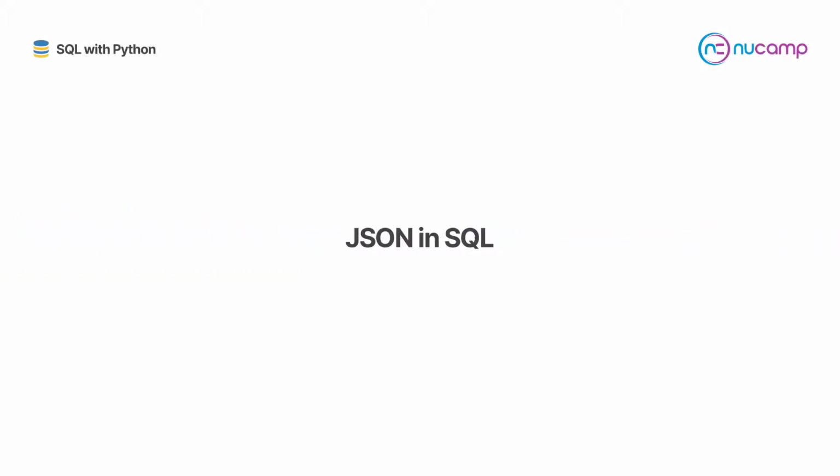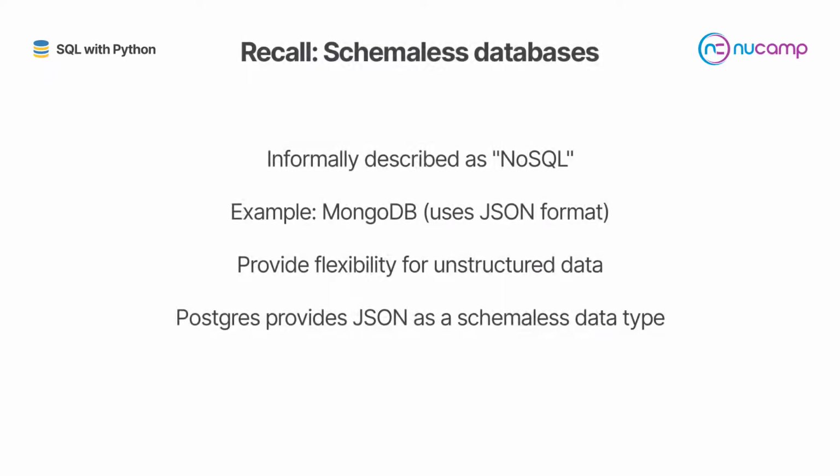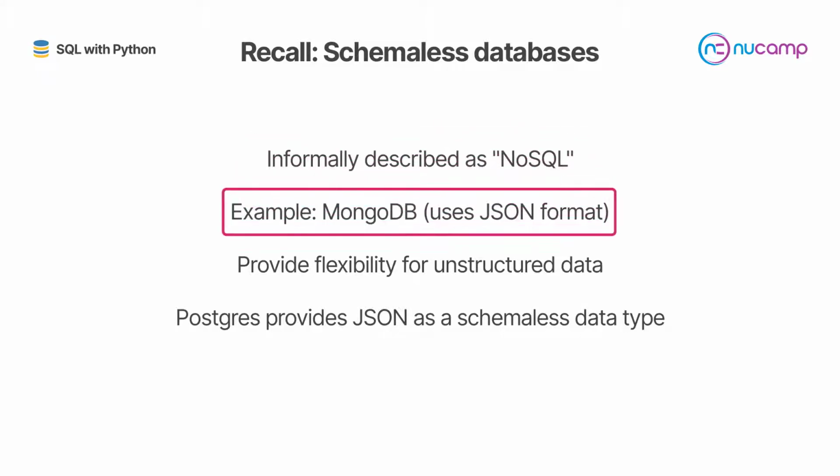In this lesson, we will look at how and when to use JSON values in relational databasing. Back in the very beginning of Week 1, when we discussed the different types of databases, you may recall that one database type is called schemaless document stores. This is also known informally as NoSQL. MongoDB is an example of a popular NoSQL database that uses the JSON format in each document.